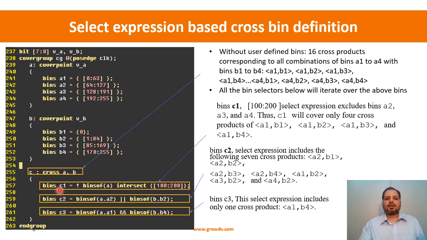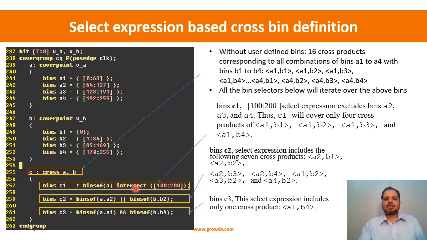So let's jump into the first bin, which is C1, and what we are saying over here is not of bins of A. We had already looked at the bins of operator. Bins of provides you all the bins of either a cover point or a bin that you have specified. Here we have specified a cover point. Cover point A has 4 bins, which are A1, A2, A3 and A4. All 4 of them are arranged bins, so we will be able to get all 4 of them.